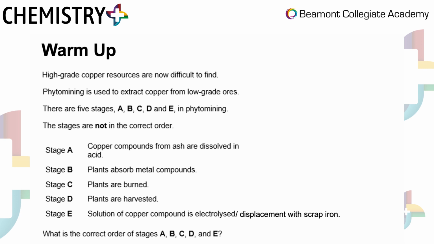So stage A, copper compounds from ash are dissolved in acid. Stage B, plants absorb metal compounds. Stage C, plants are burned. Stage D, plants are harvested. Stage E, solution of copper compound is electrolyzed or displacement with scrap iron. What is the correct order of stages A, B, C, D and E? A great one for your whiteboard. Okay, put them in order. What do you get? Pause the video and have a go.